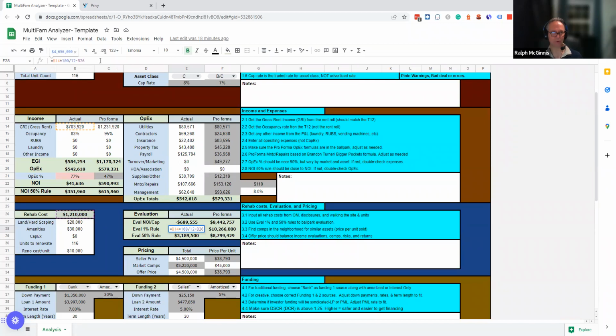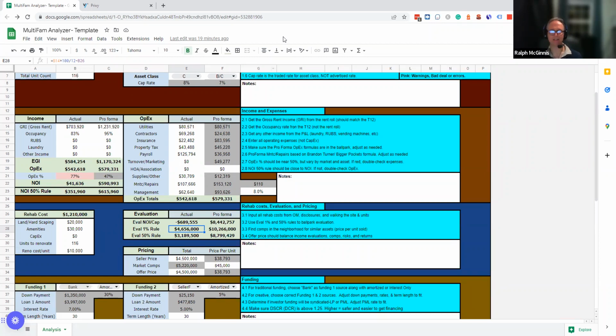So if you look at this formula, it says minus B26. If you go to B26, right here, you see rehab cost, 1.2 million. So that's where your actual evaluation is. The 1% rule says you take one month's rent, divide it by 1%, and subtract out immediate rehab costs. That's how much it's worth. So that rule tells you that this property is currently worth 4.6 million.